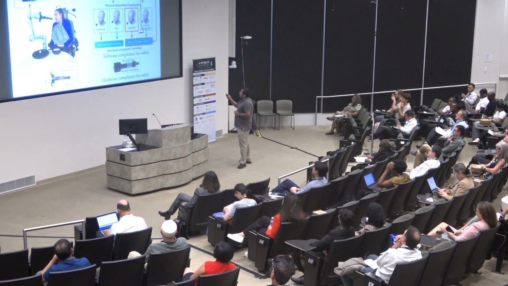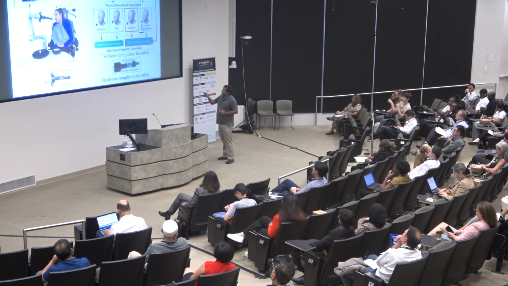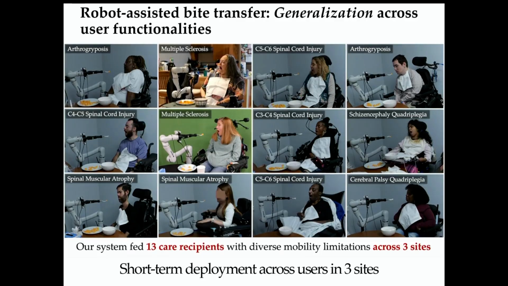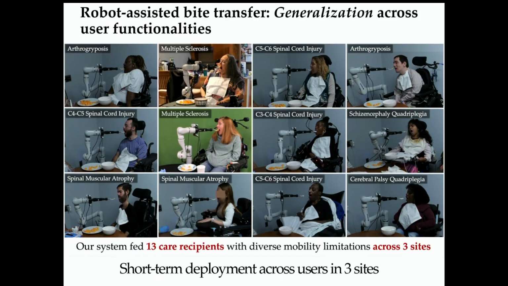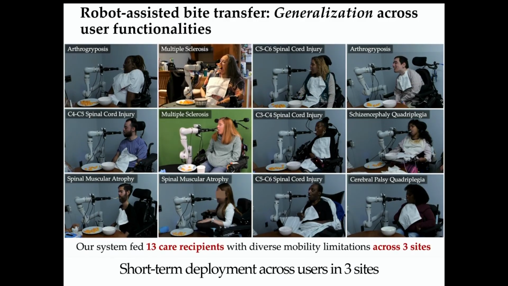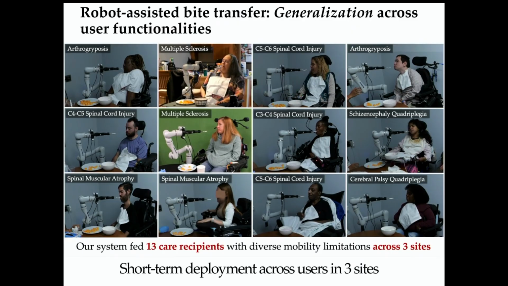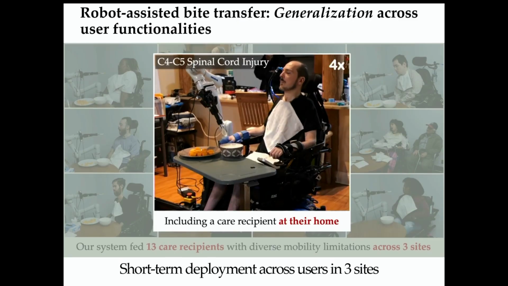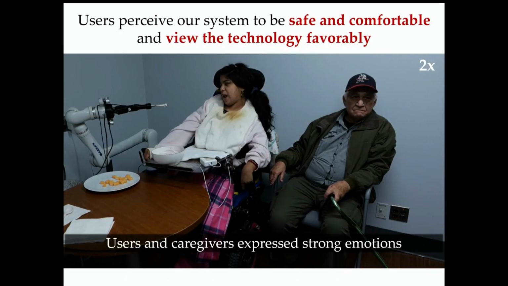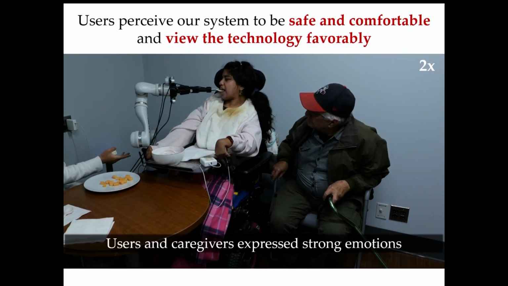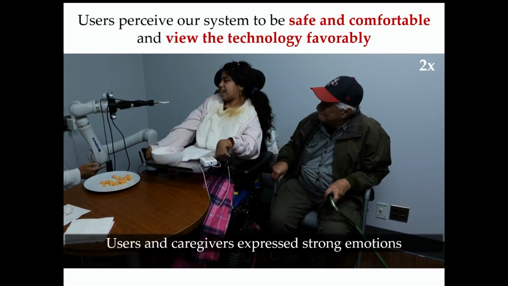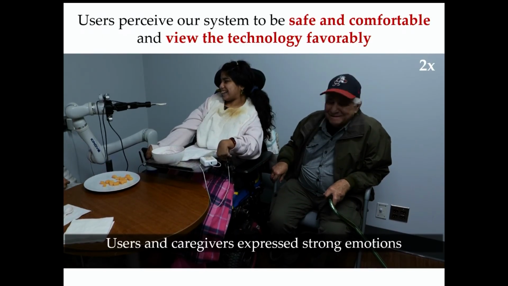Once you identify these things, we implemented this, and then we actually fed people with different conditions: arthrogryposis, multiple sclerosis, different levels of spinal cord injury, schizencephaly, cerebral palsy, in a hospital, in somebody's home, as well as in our lab. There's one particular video I want you to pay attention to. This was this wonderful girl who has schizencephaly. It's her father. Mother is in the background. Okay. This happened.